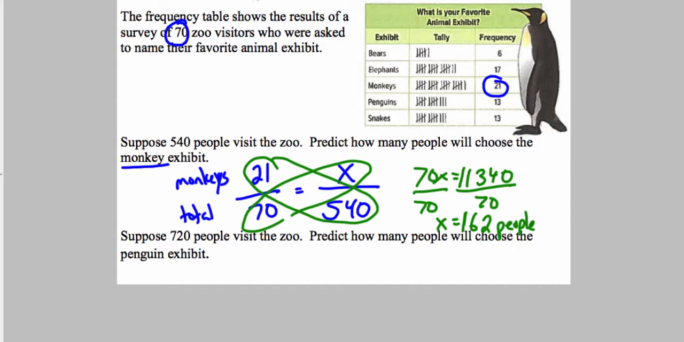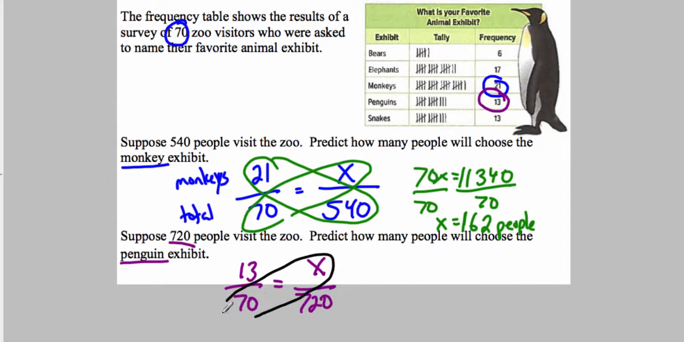So try the next one. Suppose 720 people visit the zoo. Predict how many people would choose the penguin exhibit. So for penguins, it was 13. So 13 out of 70 chose the penguins. We want to know how many out of 720. So we solve our proportion after we set it up. Yes, you got to show all that work.